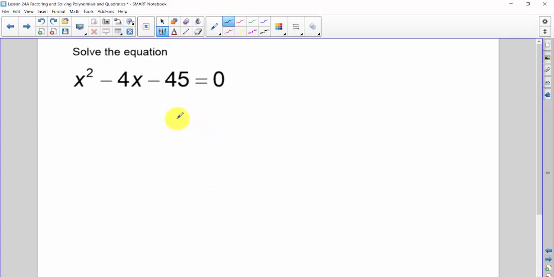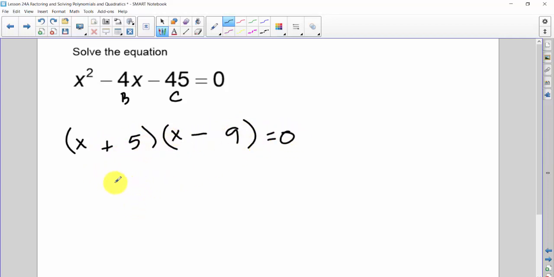So in this case, here's a quadratic. I can find what multiplies to c and adds to b. I know 9 and 5 is going to get me a 4 if the 9 is negative and the 5 is positive. There's my zero product principle. x plus 5 equals 0. x minus 9 equals 0. So x equals negative 5 and x equals 9.